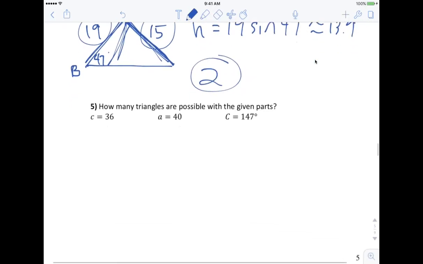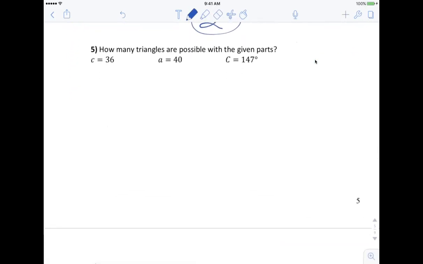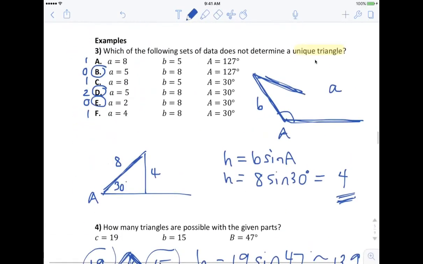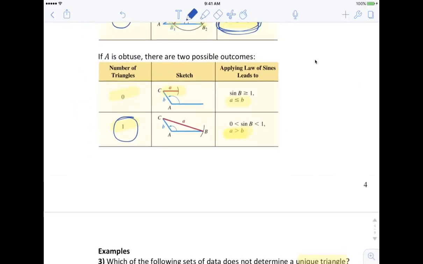How about 5? So again, we got an obtuse triangle. So I'm gonna put the 147 there. That's angle C, which means I'm gonna put A right here, and then C is this. Notice here, C is just too small. It's not going to be able to reach the other side. So this is that scenario here.